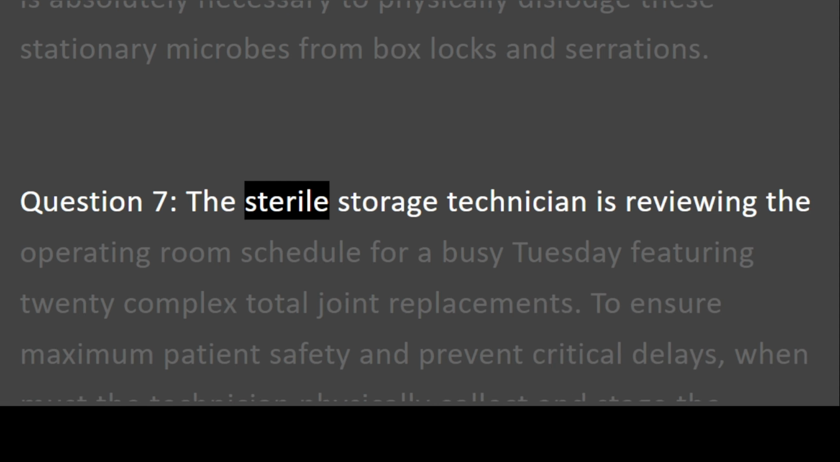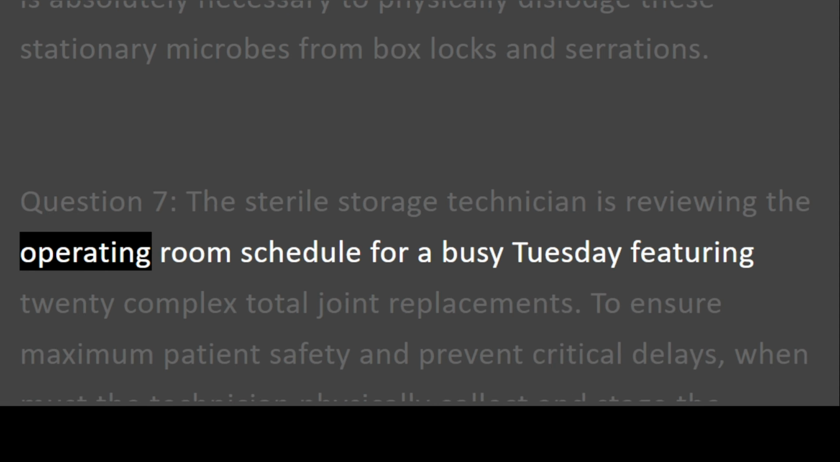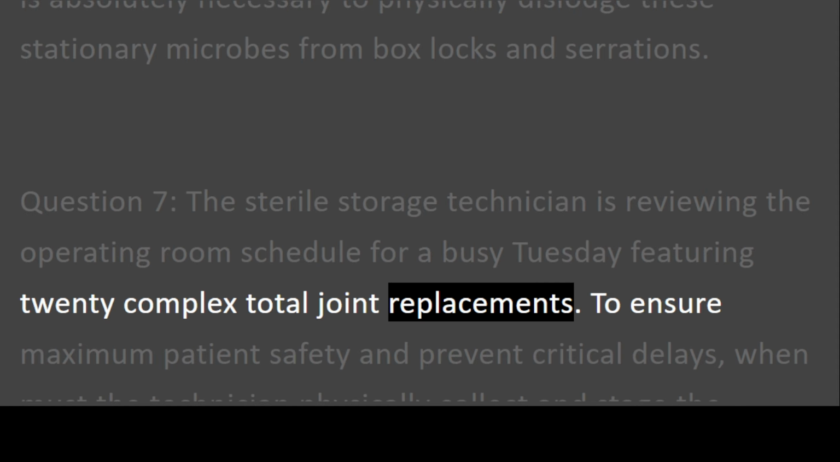Question 7. The sterile storage technician is reviewing the operating room schedule for a busy Tuesday featuring 20 complex total joint replacements.